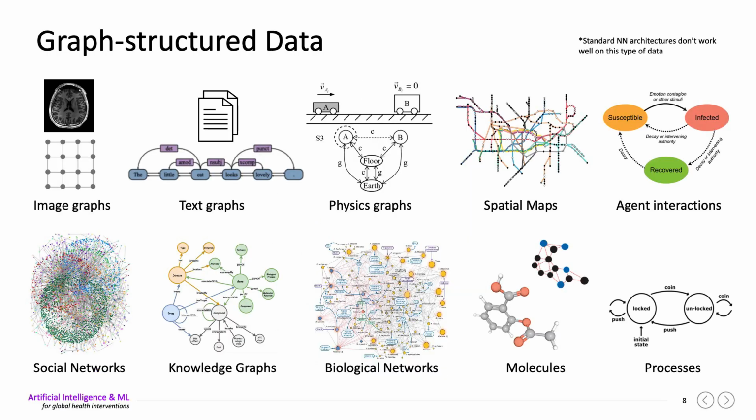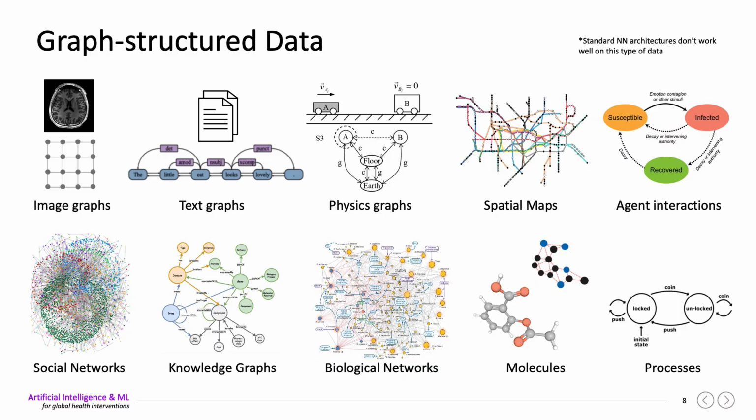Now let's look at where graph-structured data actually shows up. Here we see 10 examples of graph-structured data, with an important caveat in the corner. Standard neural network architectures don't work well on this type of data. In the top row, we see image graphs, text graphs, physics graphs, spatial maps like transit networks, and agent interactions such as a susceptible infected recovered epidemic diagram. In the bottom row, we see social networks, knowledge graphs, biological networks, molecules, and processes represented as state machines.